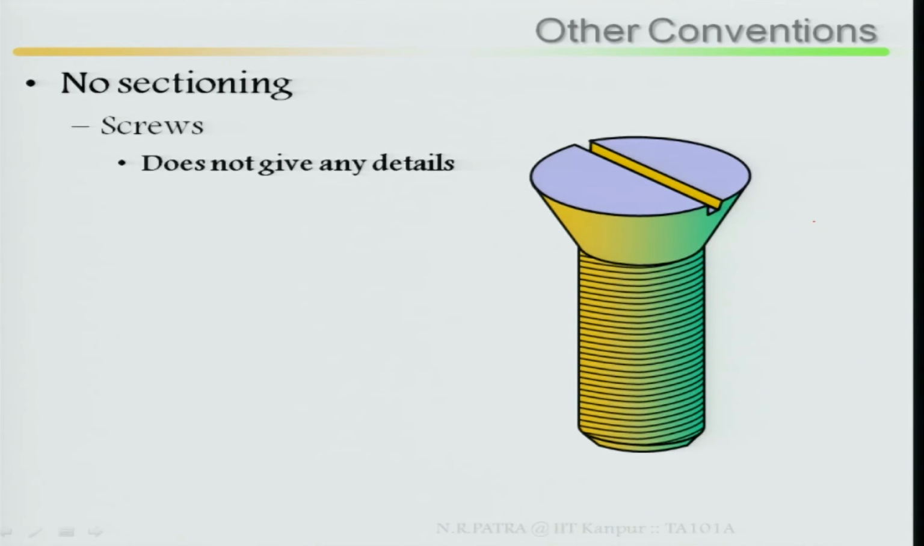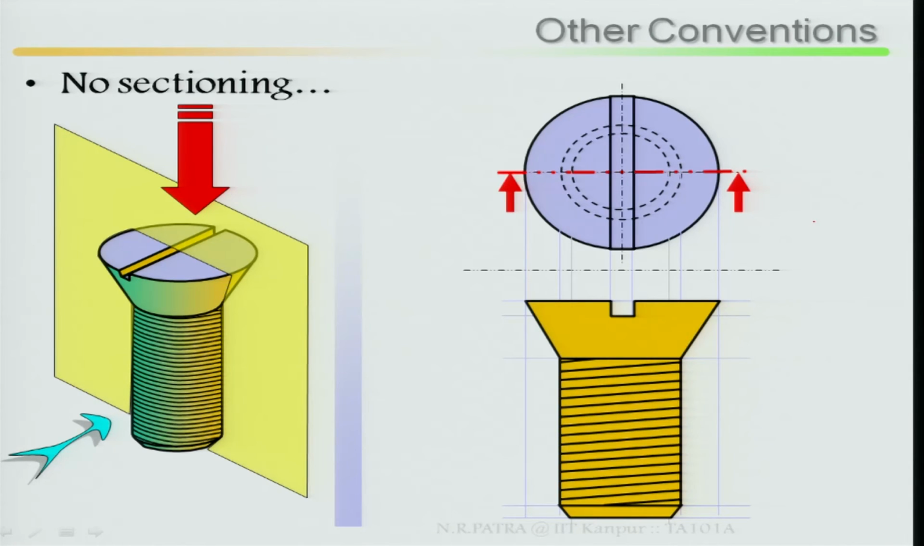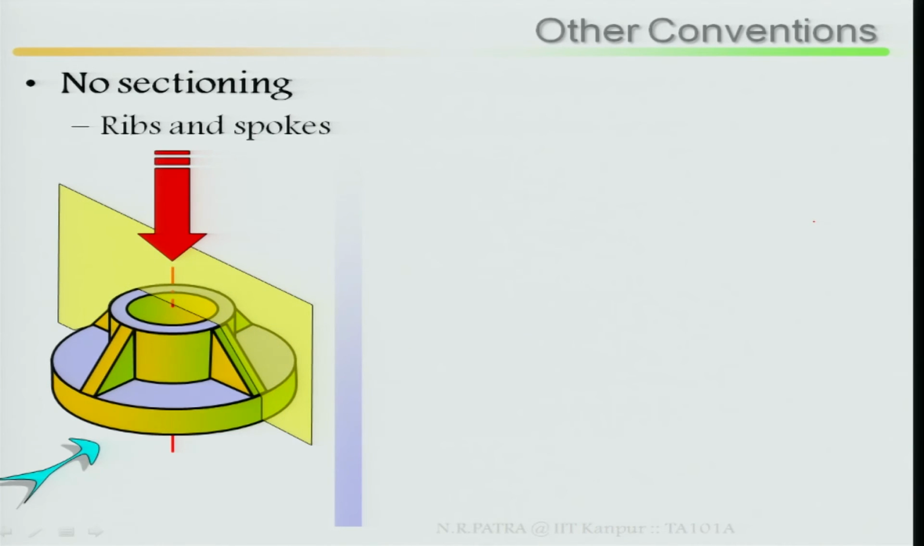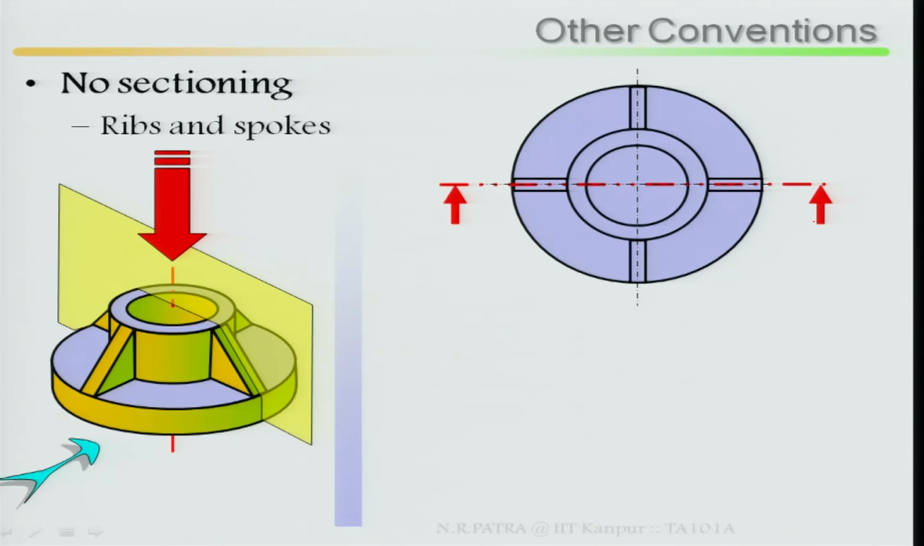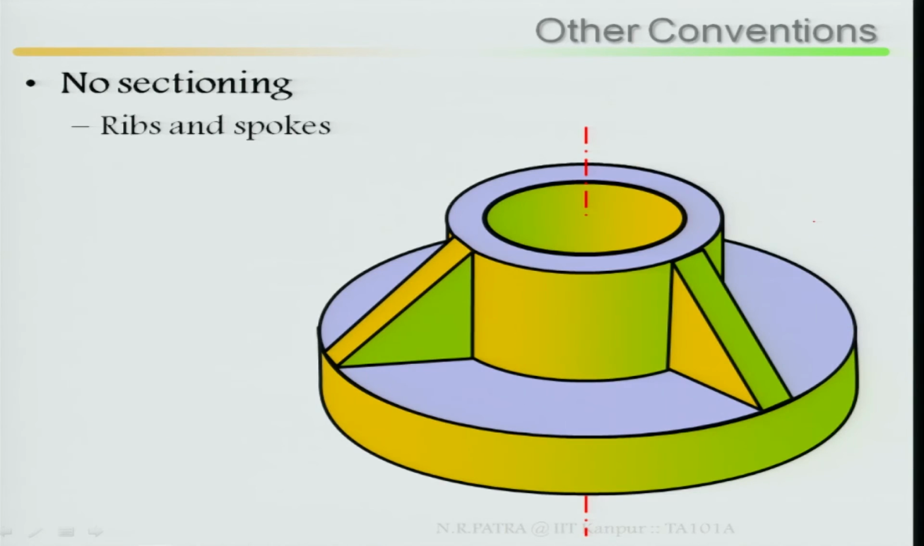No sectioning for screws. Screws do not give any details. These are the screws, commonly used, and they do not give any details. So, no sectioning. Look at the screws, take them out and do the sectioning, you are not going to get anything else inside. No sectioning for ribs and spokes, particularly. These are the ribs. Now, if I cut it, how does it look? Then take the sectional view, look here, no sectioning for ribs and spokes.